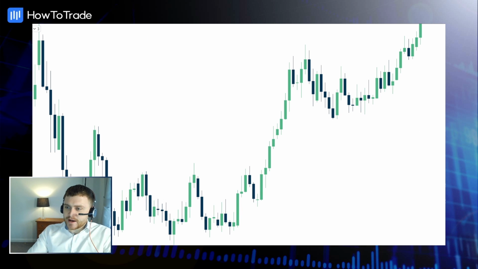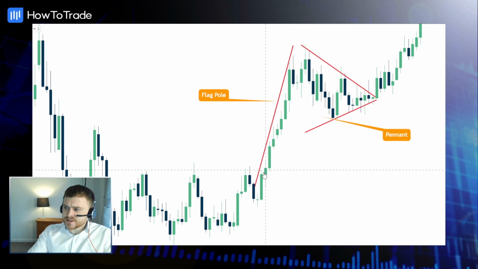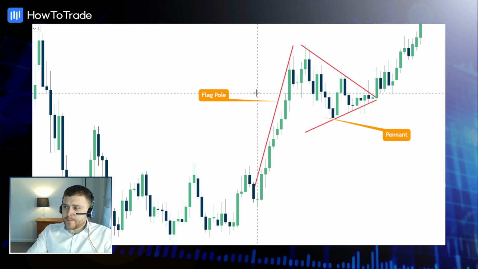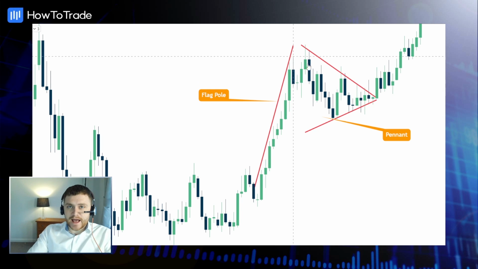So when I get these drawings back up on the chart here, you can see from this move, this expansive move is our flagpole, and the pennant is the consolidation, the triangle consolidation pattern that we have in between.